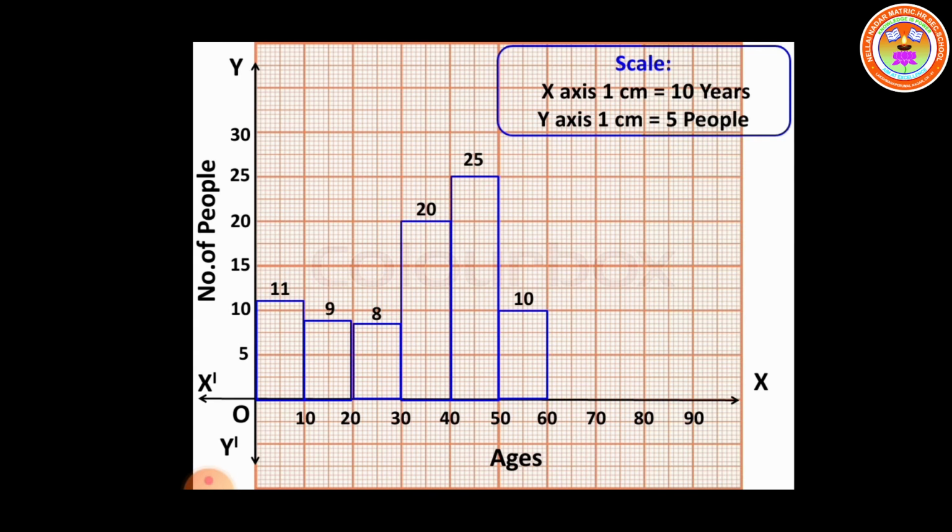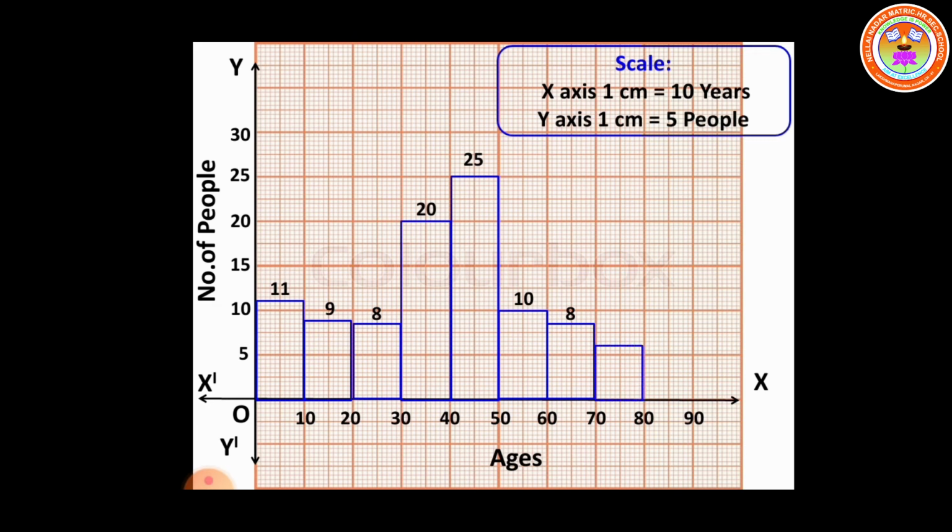For the class interval 60 to 70, the frequency is 8. 8 means after 5, that is the 6th line will be 8. So draw the rectangle of height 8. Then write the frequency as 8. For the class interval 70 to 80, the frequency is 6. After 5, the second line will be 6. Since we are taking each 1 centimeter as 5, every second line will be counted.